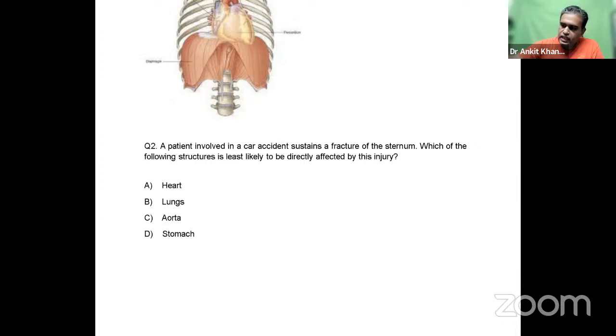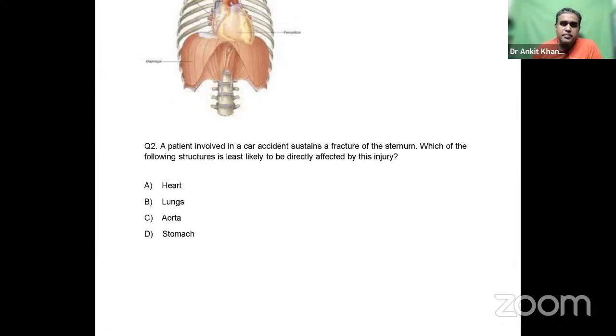Okay. So think about the options, the organs, the structures which are very close to the sternum. So obviously they might be affected. And out of these 4 options, which one is farthest from the sternum? That will be our answer. So looking at the option heart, just behind the sternum, we have the pericardium and the heart. So heart can easily be involved. You can understand while doing open heart operations, we have to cut through the sternum, then we do an open heart surgery. Heart is just behind the sternum.